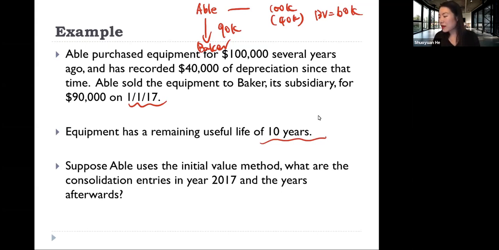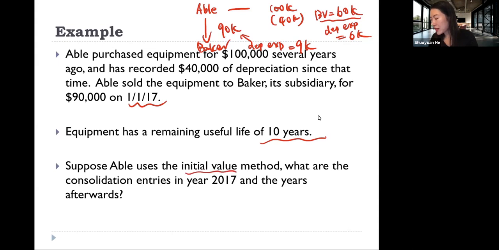As you can see here, when the equipment is recorded on Able's book, each year the depreciation expense is 6,000. That's 60,000 divided by 10 years. After it is moved to Baker's book, the depreciation expense becomes 9,000, which is 90,000 divided by 10 years. So by selling this equipment, not only is the equipment appreciated 30,000 in value, but also the depreciation each year is 3,000 more.